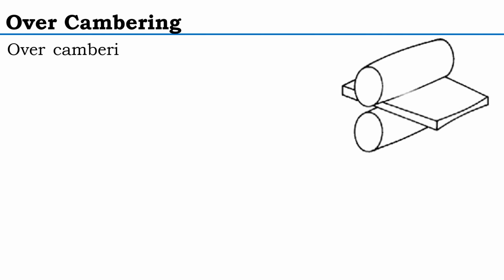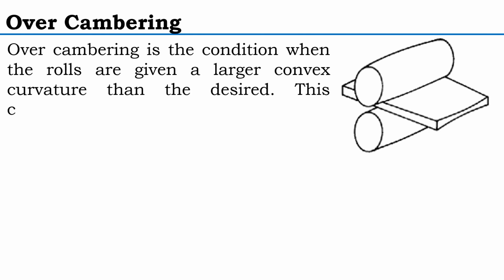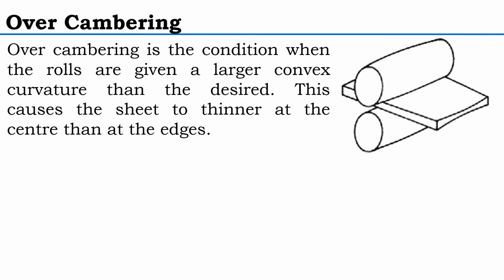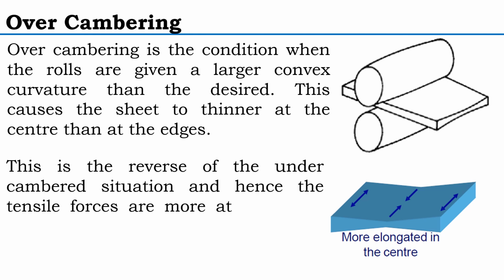Overcambering. Overcambering is the condition when the rolls are given a larger convex curvature than the desired. This causes a sheet to be thinner at the center than at the edges. This is the reverse of the undercambered situation and hence the tensile forces are more at the edges and the compressive forces are at the center.